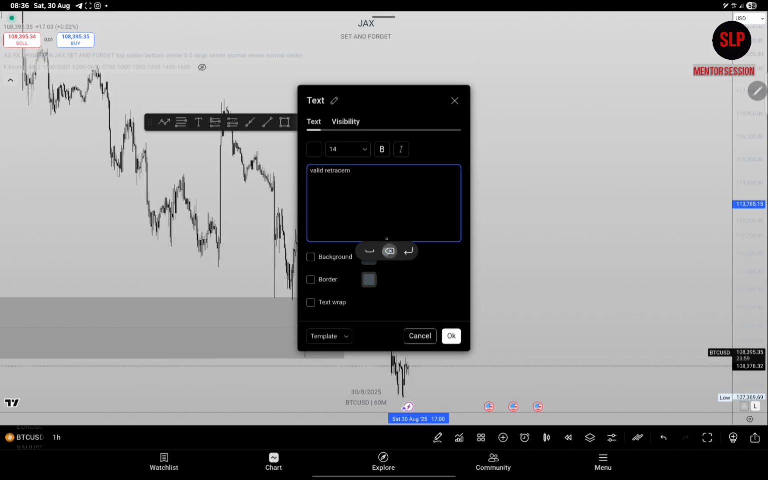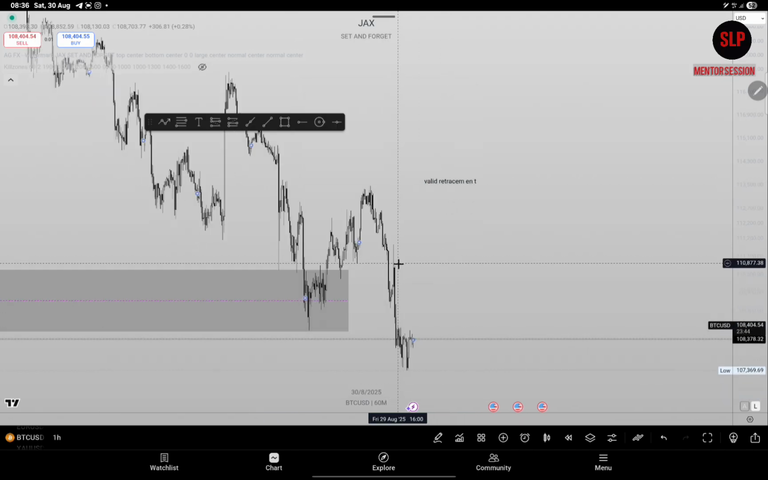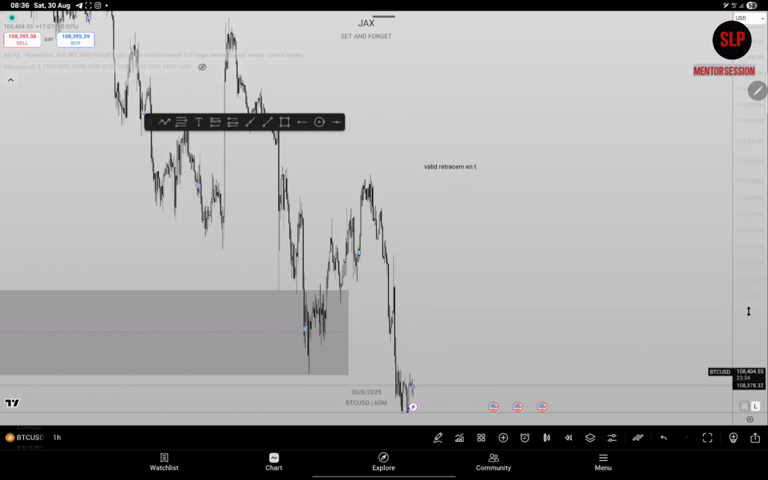Retracement. You should understand what I'm trying to say. So the next one, which is the third stuff, is valid retracement. Valid retracement is when I actually use my Fibonacci.